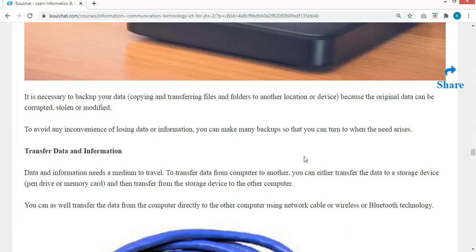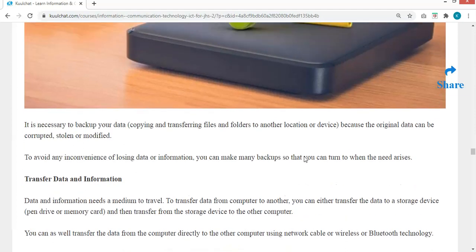Okay. So if you have three backups, the probability that all the backups will be corrupted at the same time is less. And for data storage security protection, normally it's not advisable to store all your backup data at one place.